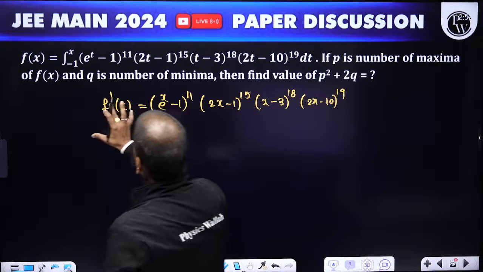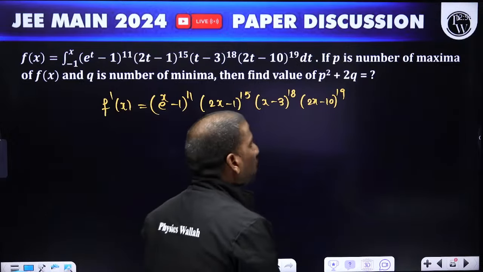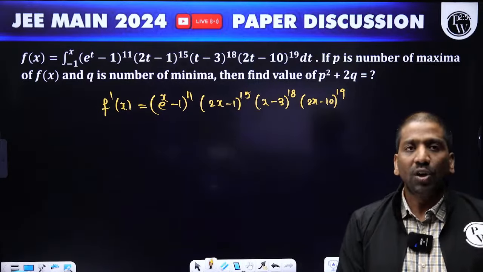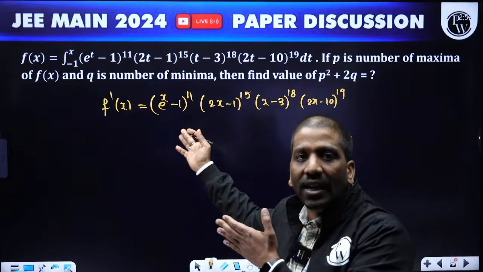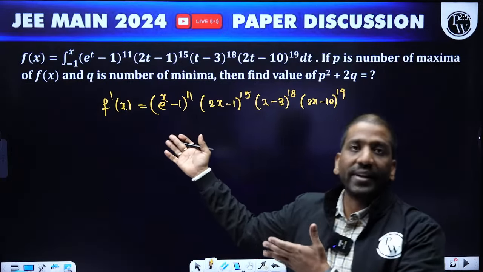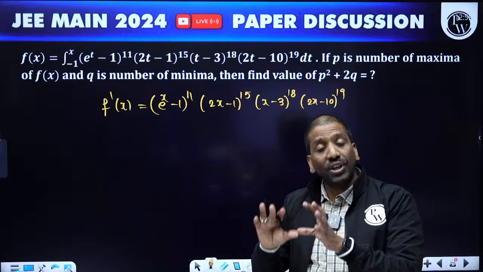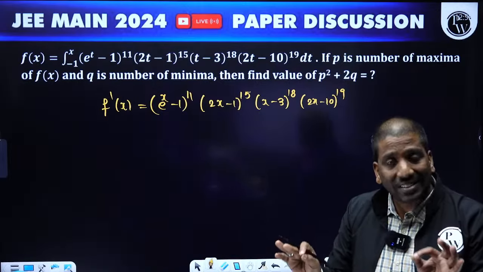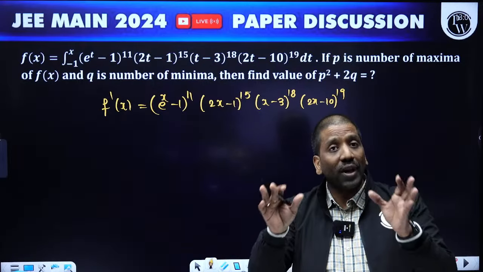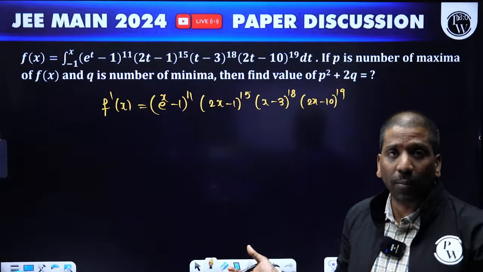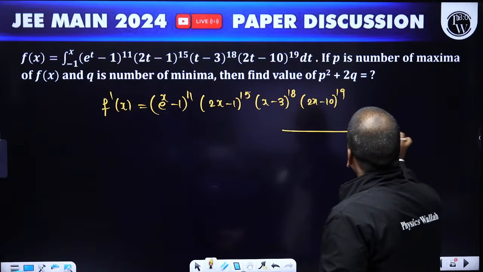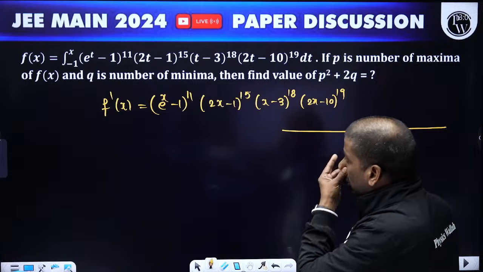So this is a derivative. When it is a derivative, how do you find maxima and minima? Using the first derivative test or the second derivative test. But in this case, the second derivative test will be more complicated, so I'm proceeding with the first derivative test itself. If you observe the sign changes, you can decide local maxima and local minima.